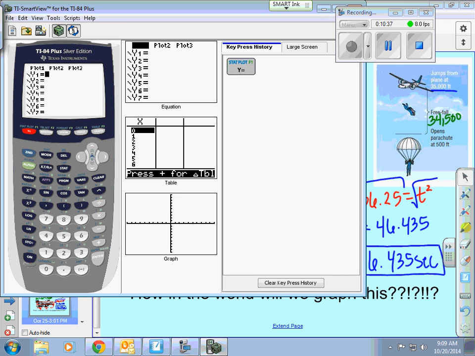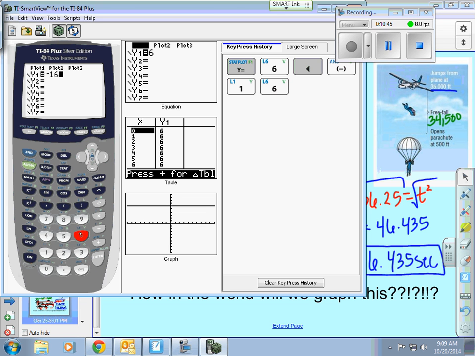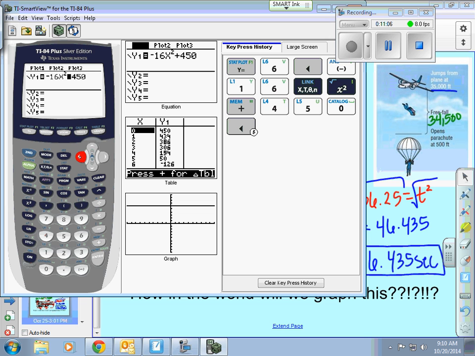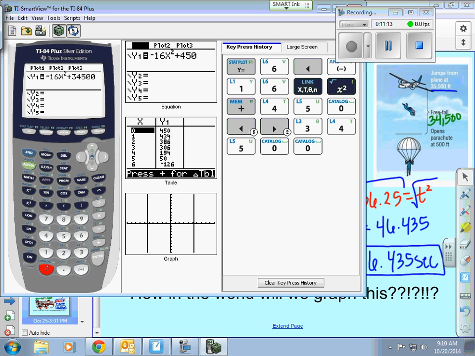So I have negative 16, and there is no t in this example, but you can use x. x squared, plus 34,500. Sorry, this is kind of picky. There we go. 34,500. And we're going to go ahead and graph it.